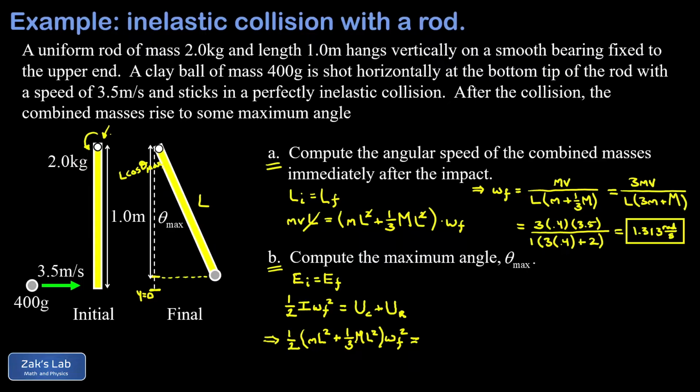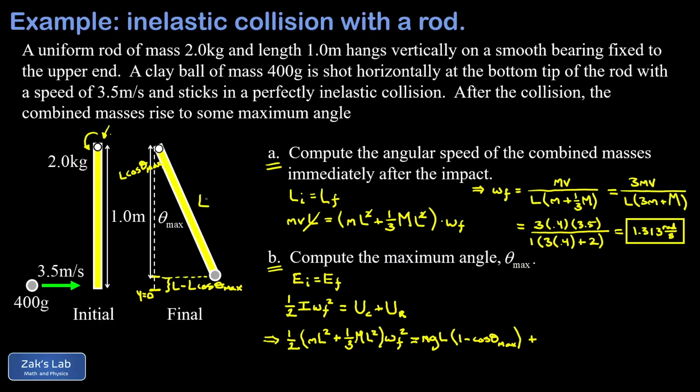But the distance from the hinge all the way down to the y equals 0 point, that's L. And we're looking for this little difference between those 2 points. That's going to be L minus L cosine theta max. So that's how we write the final height of our clay blob. So I end up with mg times the final height, which is L minus L cosine theta. And I can factor an L out of that and write this as mgL times 1 minus cosine theta max.